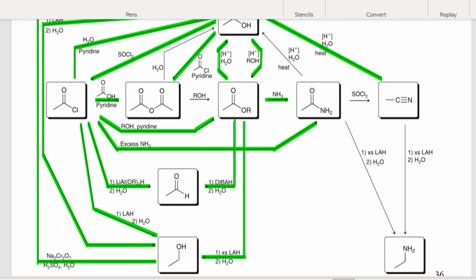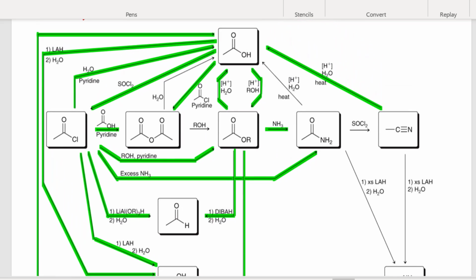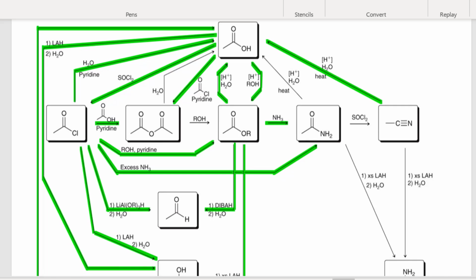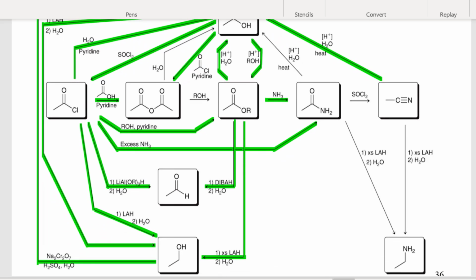We have now done most of this schematic, if you kind of trace it all out. We just have a few more to do, and they are surrounding the amide. So that'll be in the next set of notes.